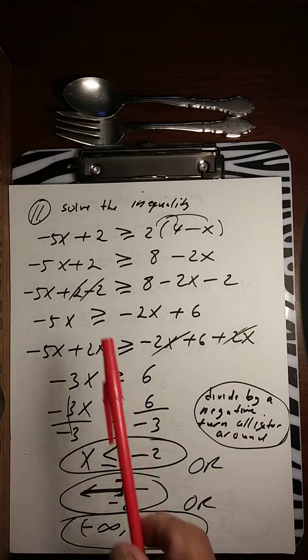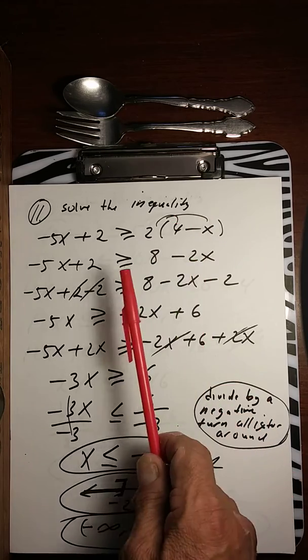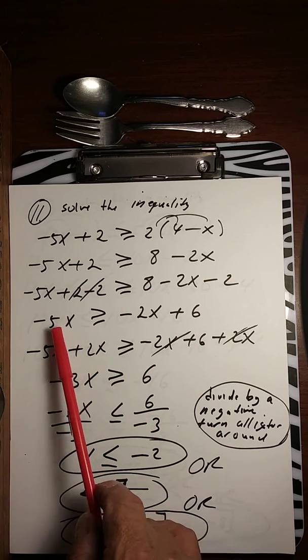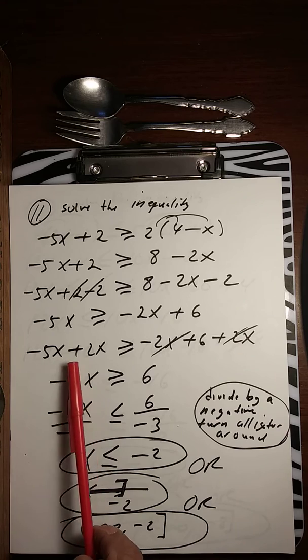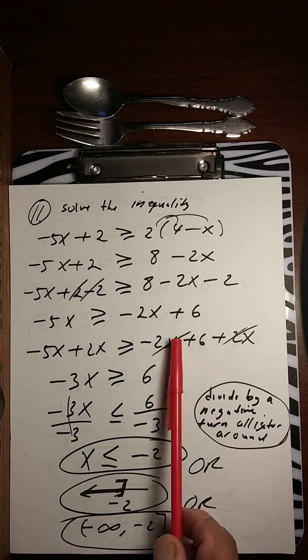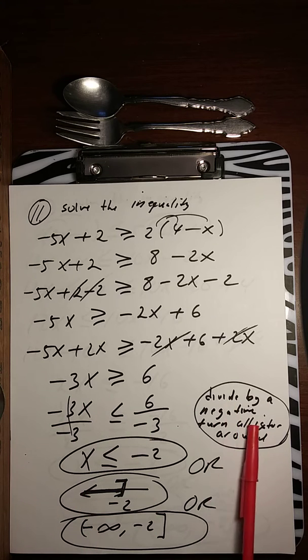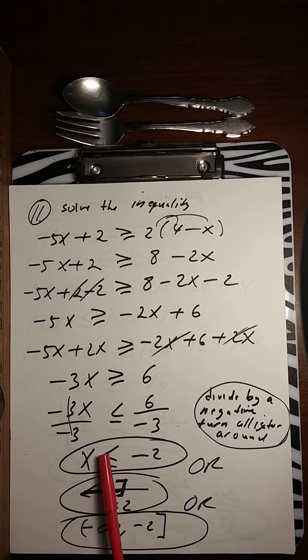Solve the inequality. Parentheses, let's do that first. 2 times that. Now we're going to go -2, these are gone. So now we have -5x greater than or equal to -2x plus 6. So now add 2x to both sides. These are gone. So we have -3x bigger than or equal to 6. Divide by -3. Divide by a negative number, turn the alligator around. So x less than or equal to -2, including it. X less than or equal to -2, from -2 to that, including the -2.